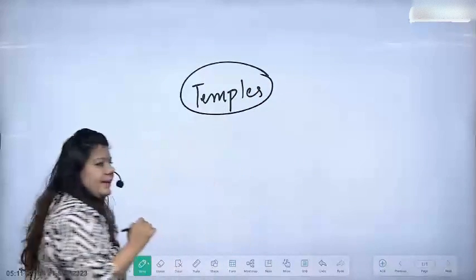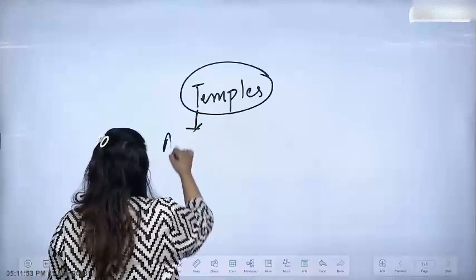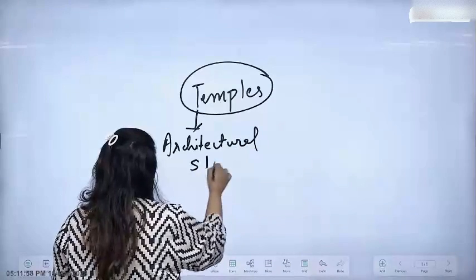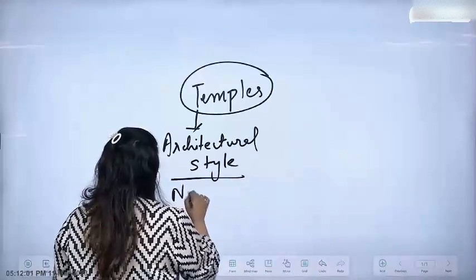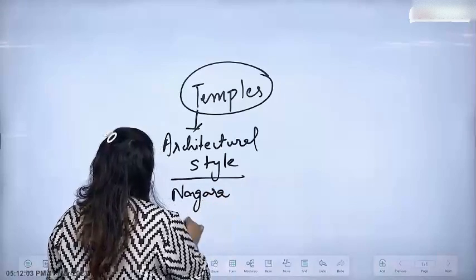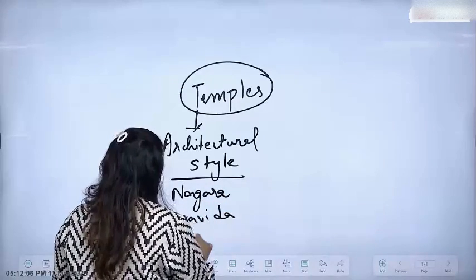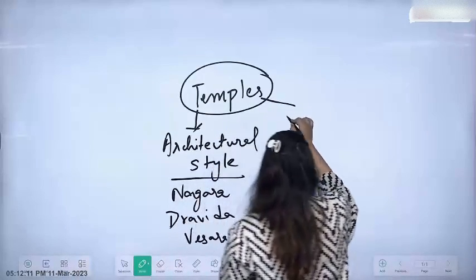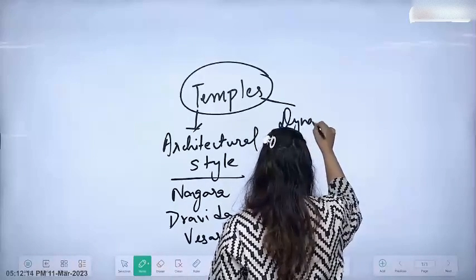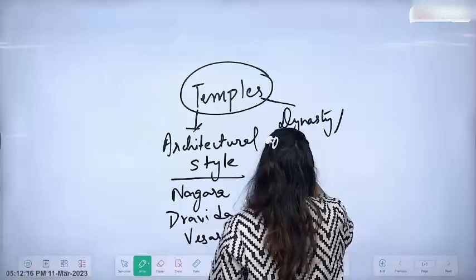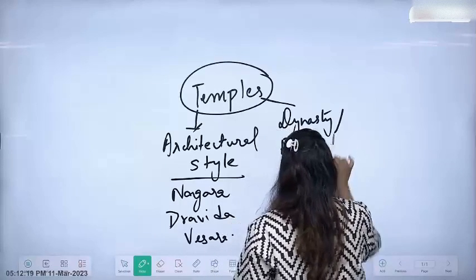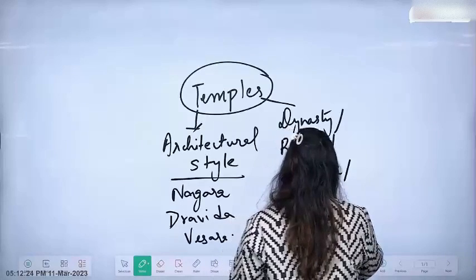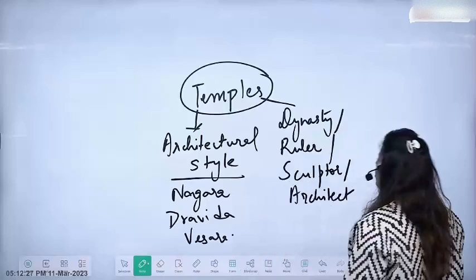So when you are doing any temple, you should know the architectural style to which it belongs, whether it is Nagara, Dravida or Vesara, right? Under whose reign or dynasty that temple was built, right? If any sculptor or architect name is given, that also you'll remember.